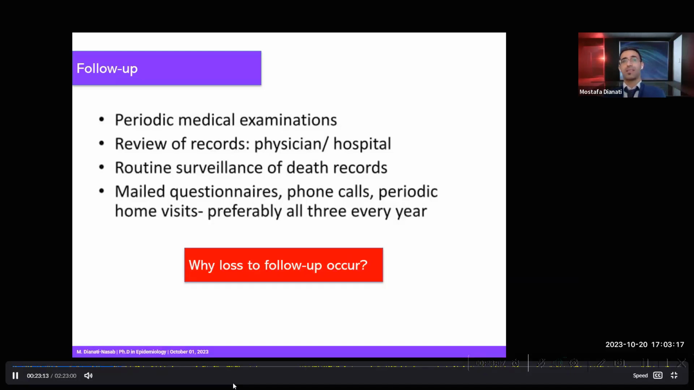However, in some cases, we have lost to follow-up. So I would like to ask you a question. Why does lost to follow-up occur? Why do we have lost to follow-up in our cohort study? I hope I can hear something from you. Why do we have lost to follow-up?